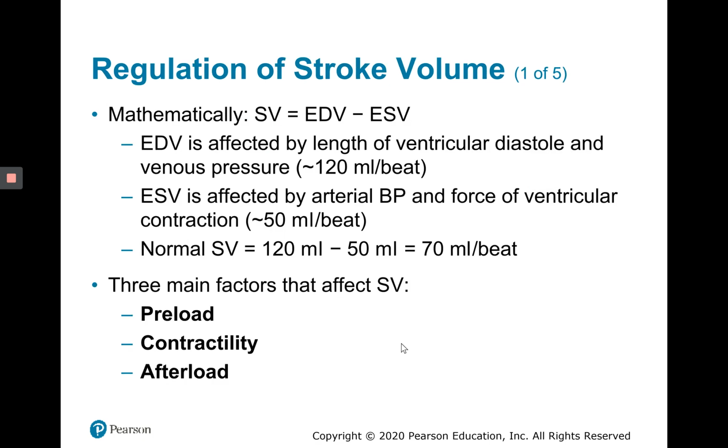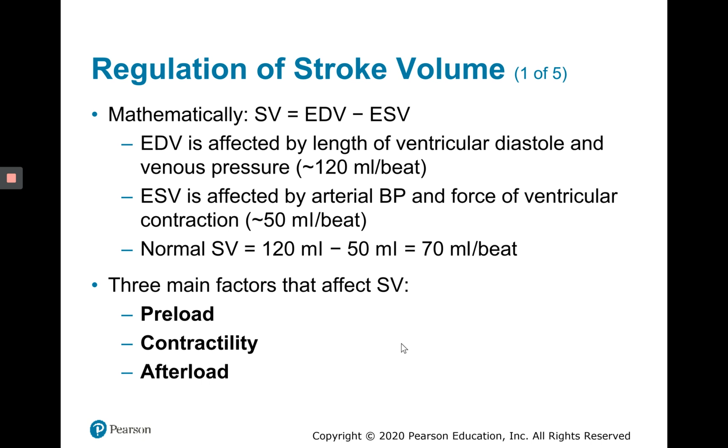Here is the mathematical equation for stroke volume. Stroke volume is equal to end diastolic volume minus end systolic volume, or EDV minus ESV. So essentially what this is saying is stroke volume is equal to the highest amount of blood in the ventricles before the blood's ejected, minus the amount of blood that's left over after blood's been ejected from the ventricles. So essentially, stroke volume is the amount of blood that actually leaves the heart during ventricular ejection. And EDV is affected by the length of ventricular diastole and venous pressure, whereas ESV is affected by arterial blood pressure and force of ventricular contraction.